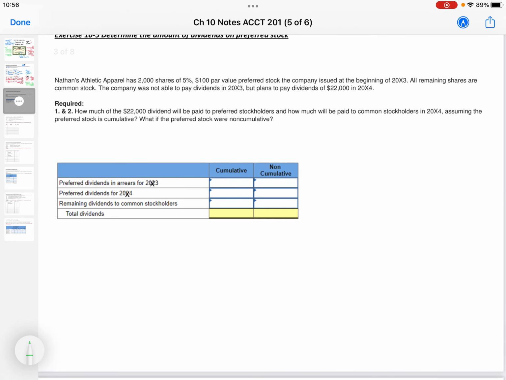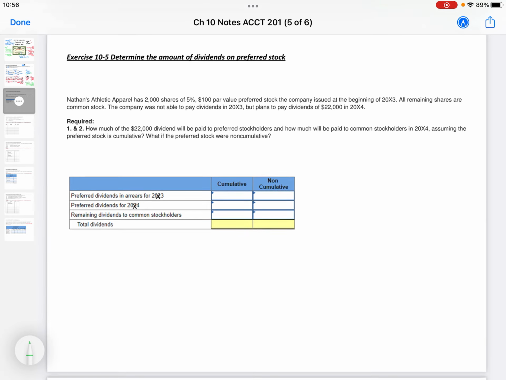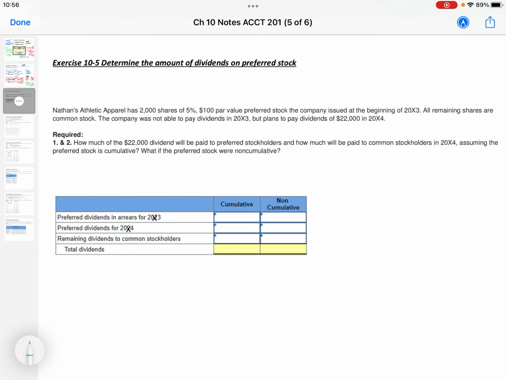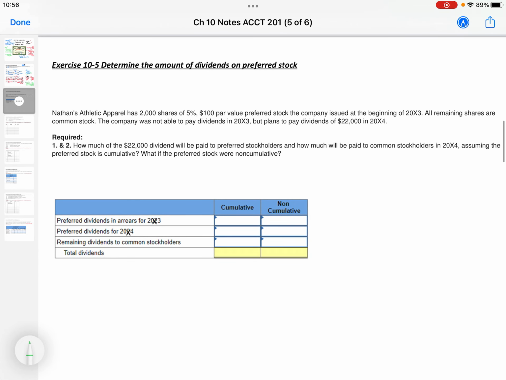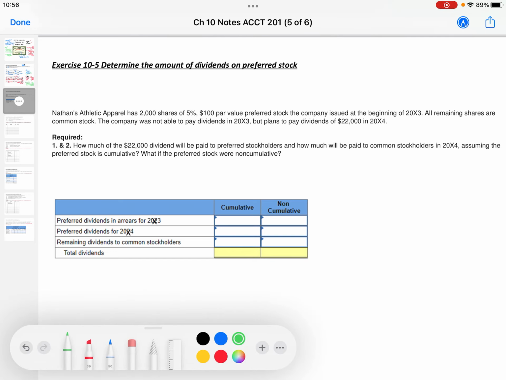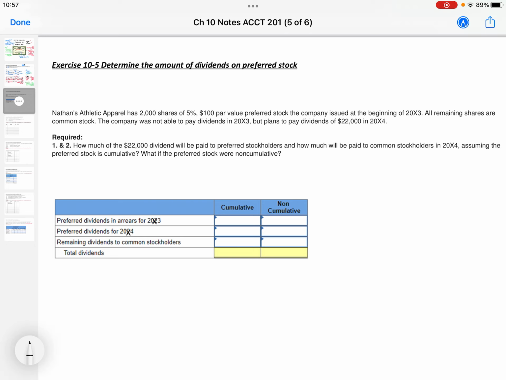Okay, for our next problem, we'll talk about dividends. And we'll also introduce the idea of preferred stock. So let me take a minute to explain preferred stock. So we have two different shares, or two different categories of stock. We have common stock and we have preferred stock.